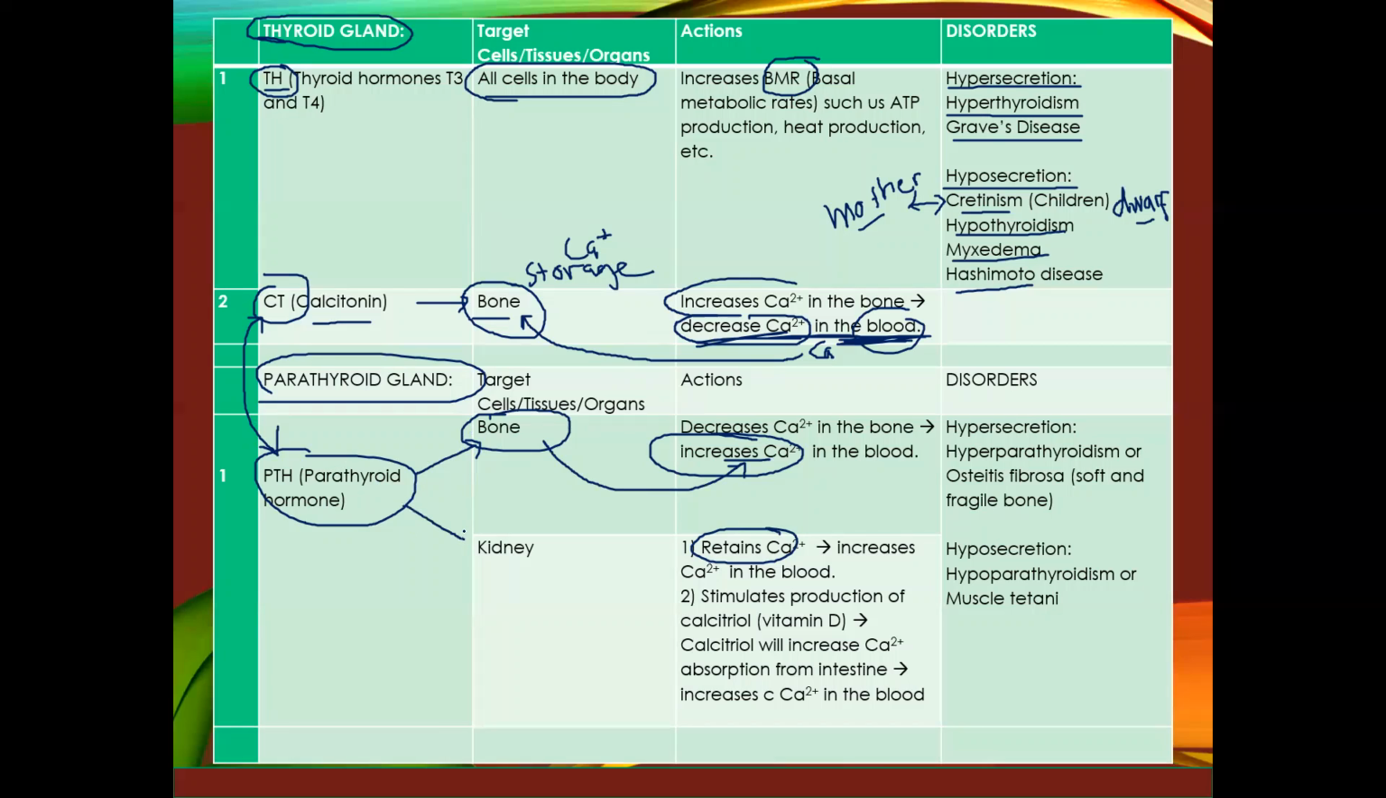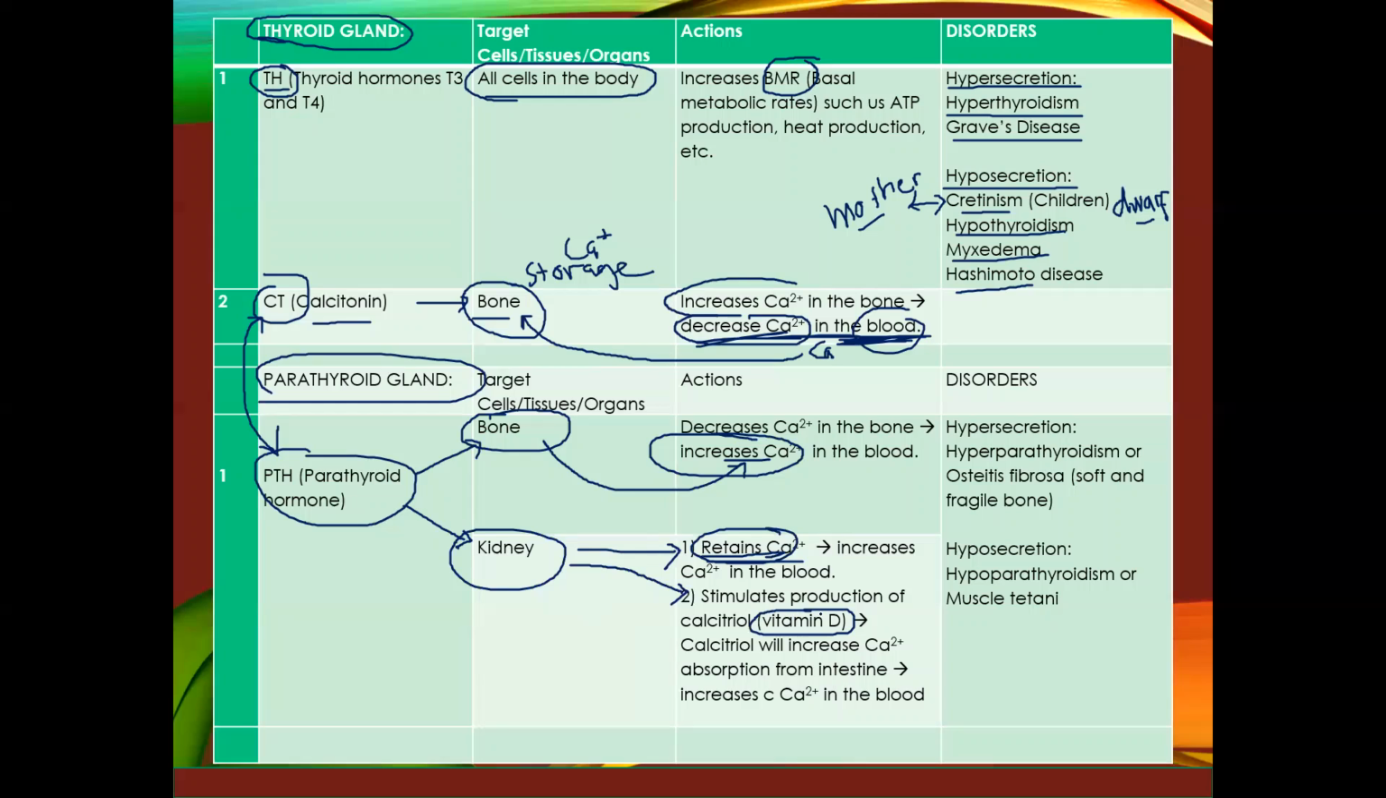And then the next target will be the organ that filters the blood, which is the kidney. Okay, so the first action will be that the PTH will tell the kidney to retain calcium in the blood. It will not excrete the calcium from the blood. That's going to be the first action. The second action of PTH on the kidney will be to stimulate the production of vitamin D. Vitamin D is actually produced by the kidney.